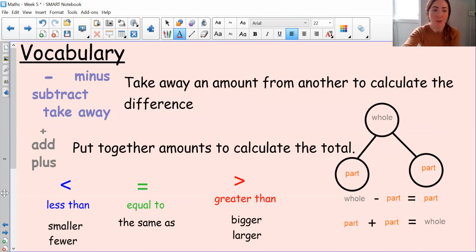Okay, here's our vocabulary. So let's go over what we already know just as a refresher. So we've got minus, subtract, take away, means take away an amount from another to calculate difference. Then add and plus means put together amounts to calculate the total. And then we've got our less than symbol, which means smaller or fewer. Then our equals symbol, which means equal to or the same as, which we're probably more confident with because we use that a lot more. And then our greater than symbol, which means bigger or larger.